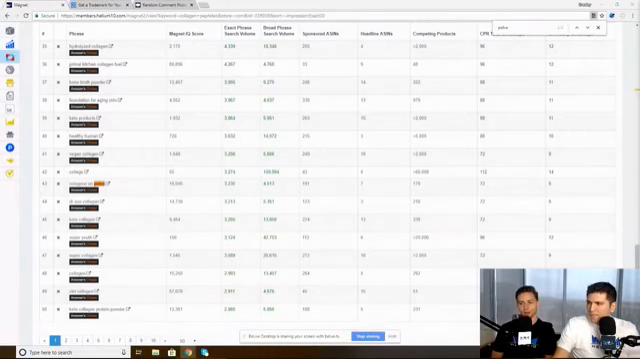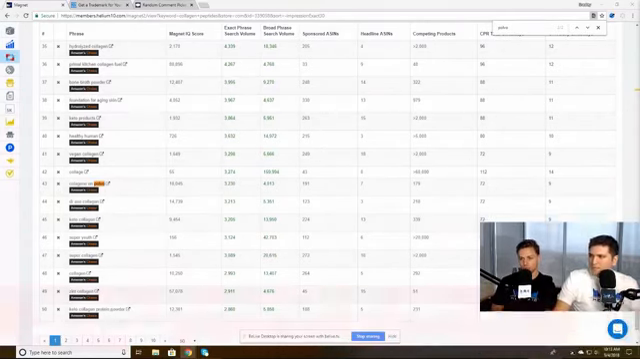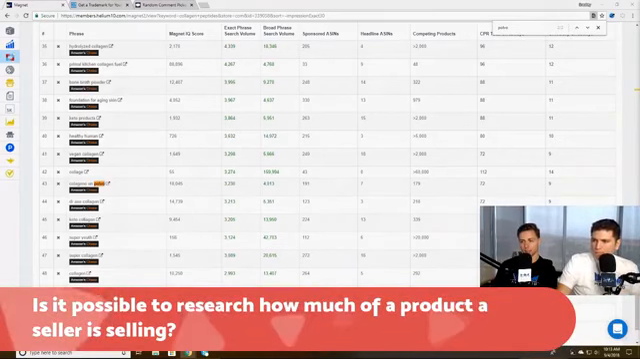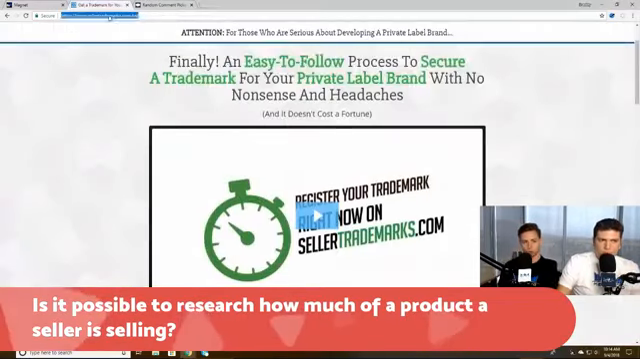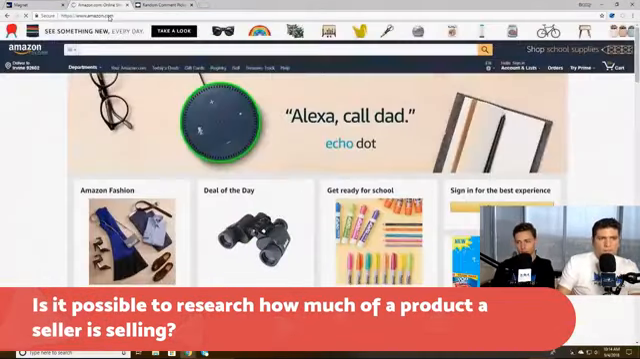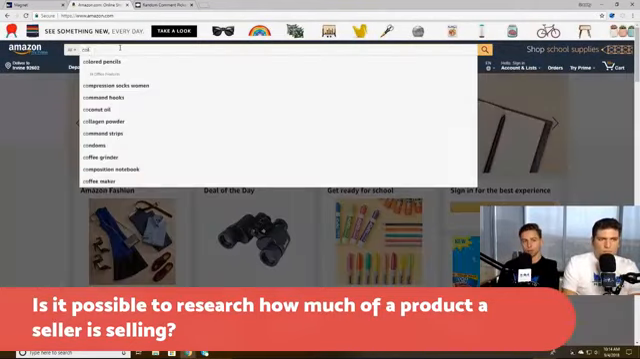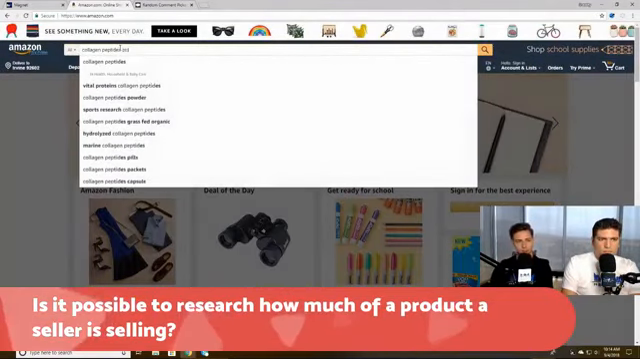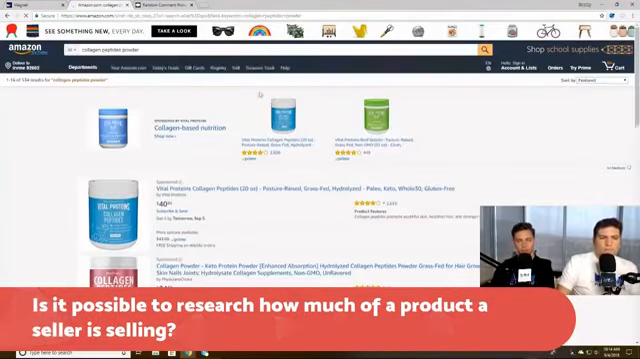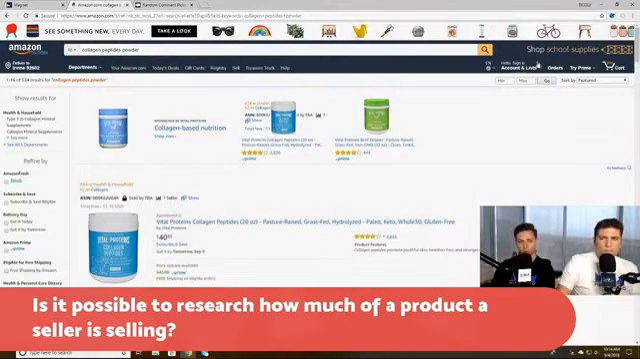Brother Matt, is it possible to research how much a product is selling, or how much of a product a seller is selling? Yes, it is. Two of our tools allow you to do that, both Black Box and X-ray. So I think Bradley's going to pull up X-ray real quick for you. Both of those show estimated sales and revenue. So that's a great place to start.